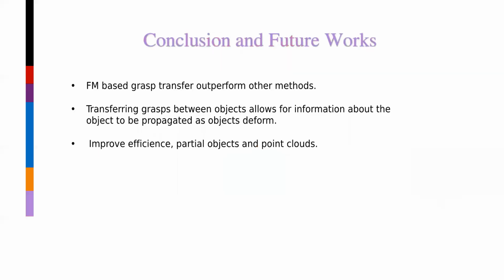So in this work, we have shown that functional maps are a good option for transferring grasps between objects, and it allows information to be propagated as objects deform.